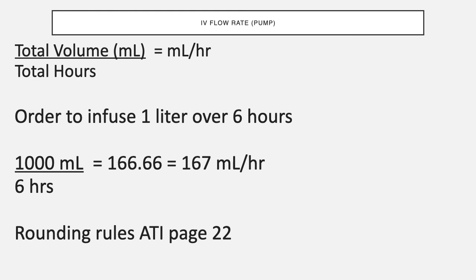The next few slides are just some formulas related to the calculation of IV flow rates. When using an IV pump, you want to do your milliliters an hour, which is your volume in milliliters over your total hours. That's going to be your milliliters an hour. Feel free to use any formula that you find in DoseCal 360 or ATI to assist you with calculation of your IV flow rate.